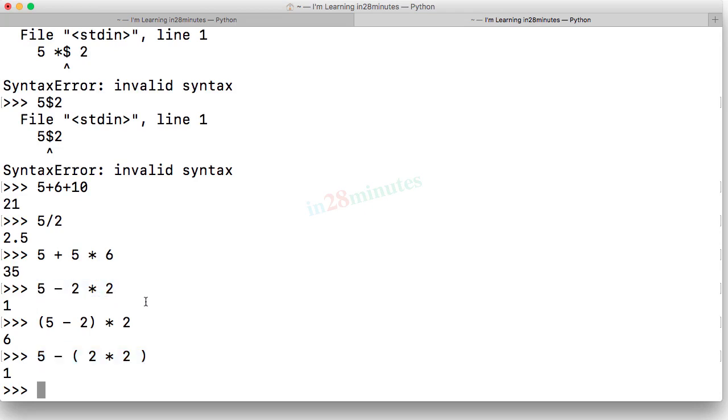In this step, we looked at a number of puzzles related to expressions. In the subsequent steps, let's move on to other sub-problems. Until then, bye-bye.